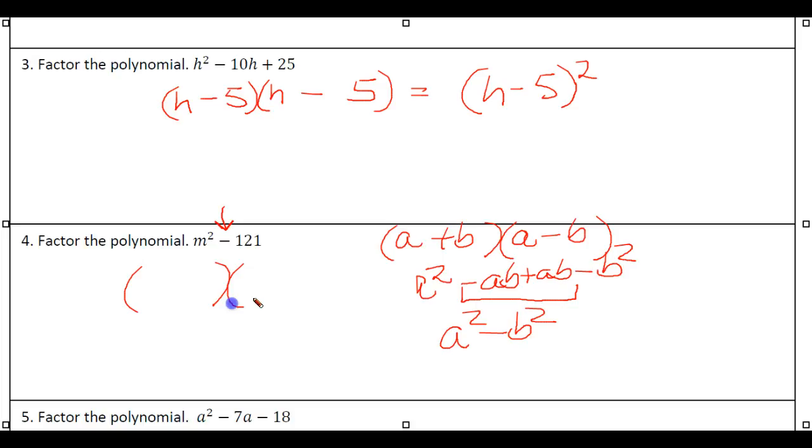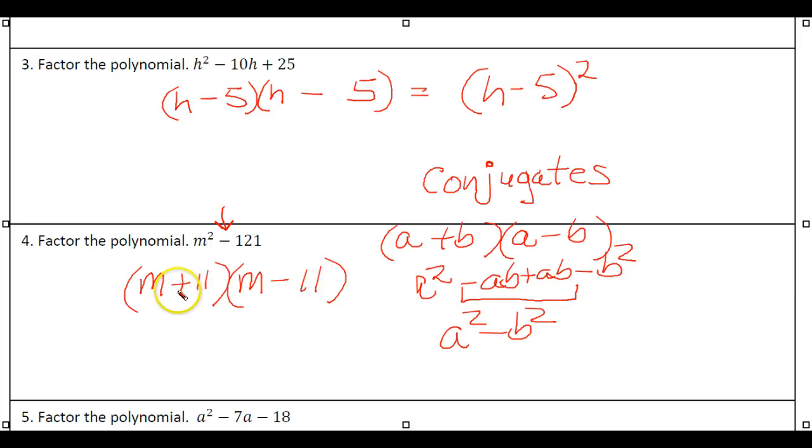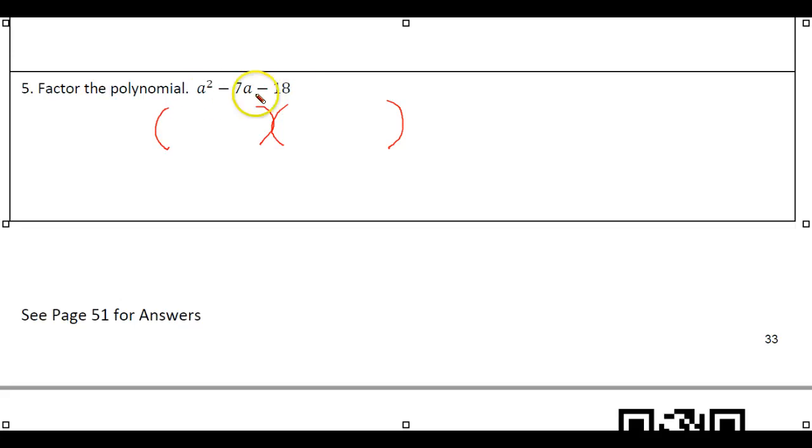So if we recognize we have the difference of perfect squares, this factors into this pattern that if you don't have this word written down, write it down here. These are conjugates. So the difference of perfect squares factors into their conjugates. So this is going to be m plus 11, m minus 11. Now you could have made this one negative and this one plus. Doesn't make a difference.